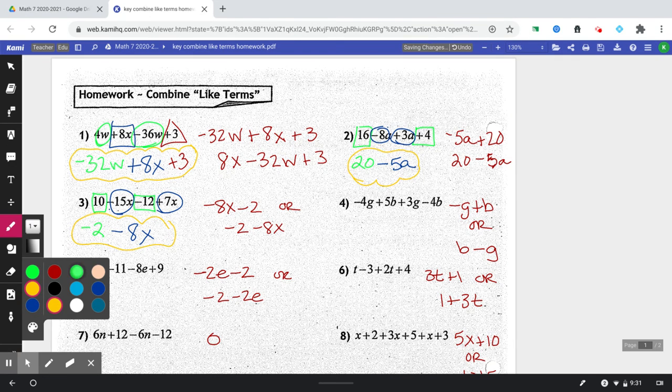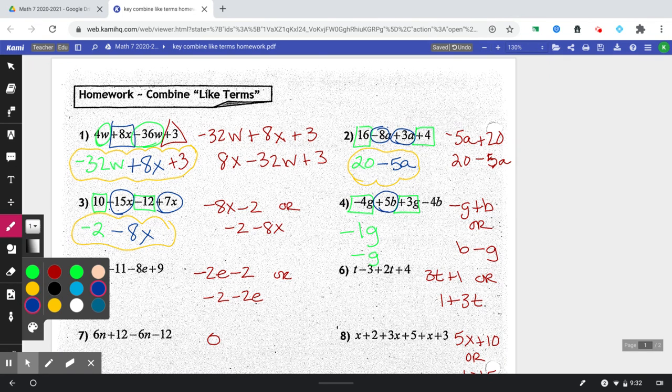Okay, number 4, negative 4g, positive 3g. So think negative 4 plus 3, you get negative 1g. Remember, when you have a 1 as your coefficient, you don't necessarily even have to write it there. So if you just wrote negative g, that's perfectly fine.